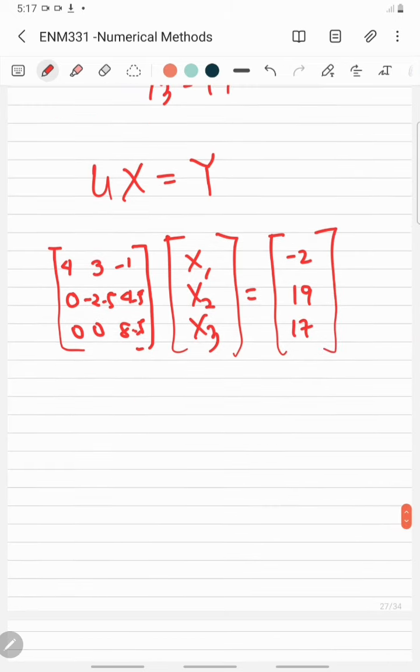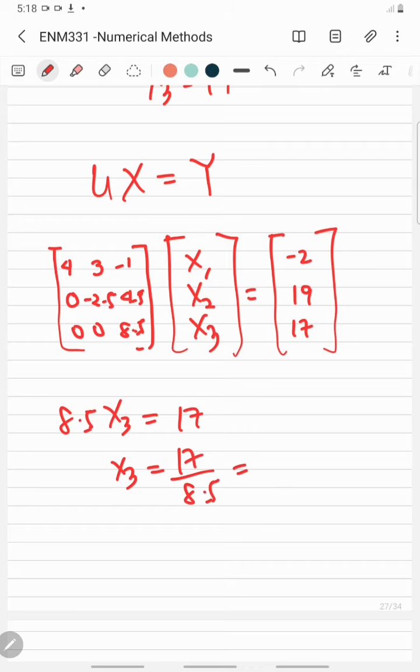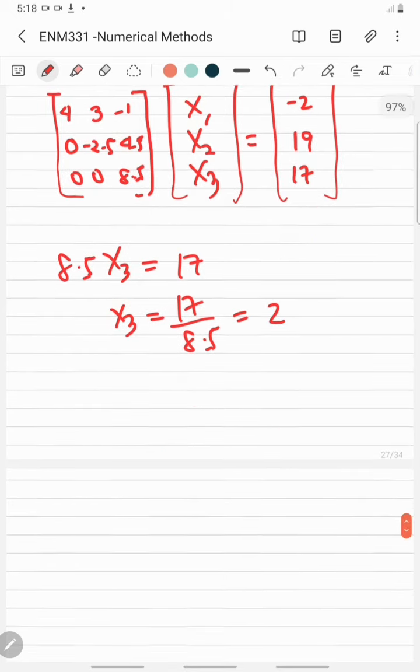Okay, so we will determine the values of x using the back substitution method. So we will start at the lower portion, or at the last equation, that is in our third row. So we have here 8.5 x3 is equal to 17. So x3 is equal to 17 divided by 8.5, that is equal to 2.